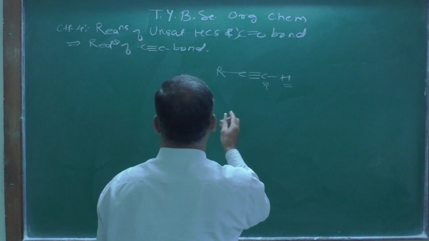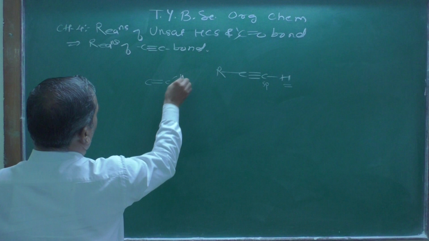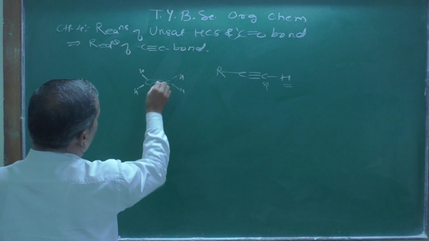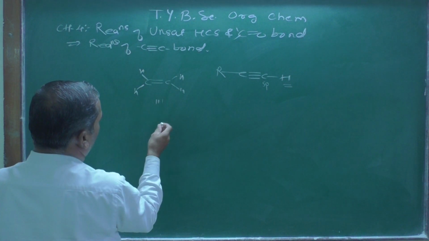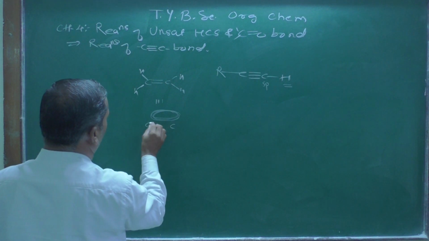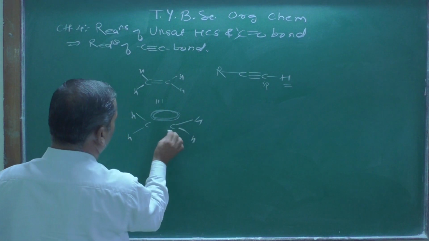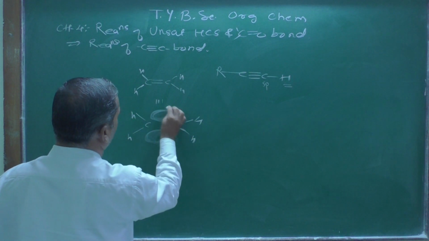In case of the carbon-carbon double bond we have seen here, in case of this hydrogen atom and this double bond, the electron density present on this alkene is above the plane as well as below the plane.